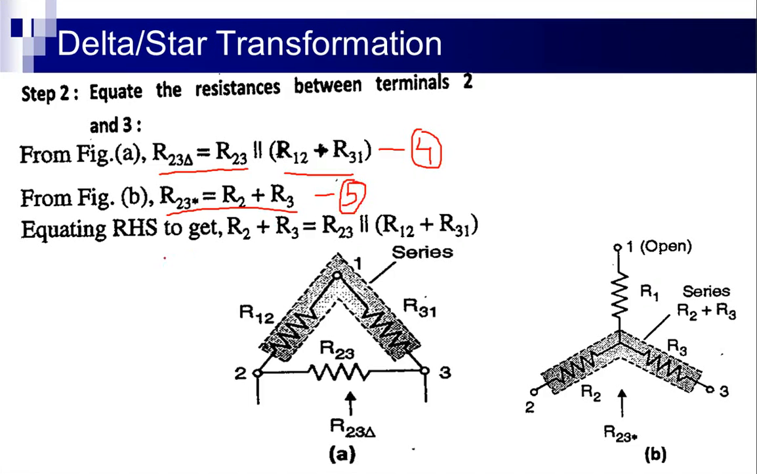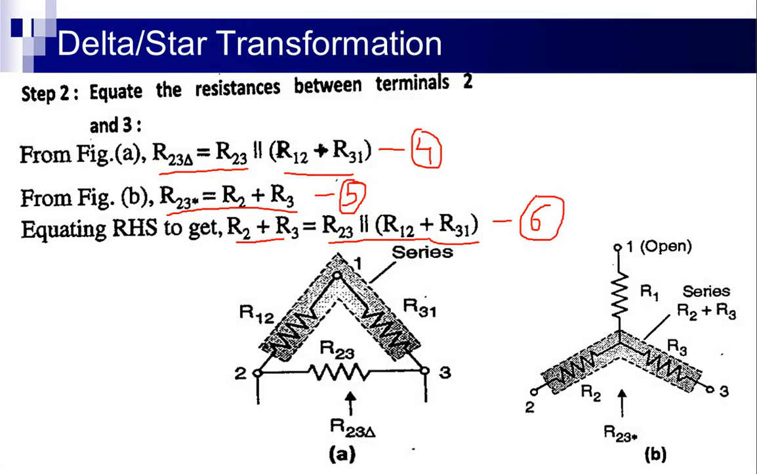And equating equation number 4 and 5 right hand side, I can write down R2 plus R3 is equals to R23 parallel R12 plus R31. This is equation number 6. So this was the second step.